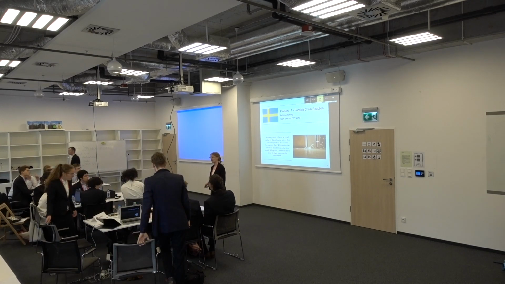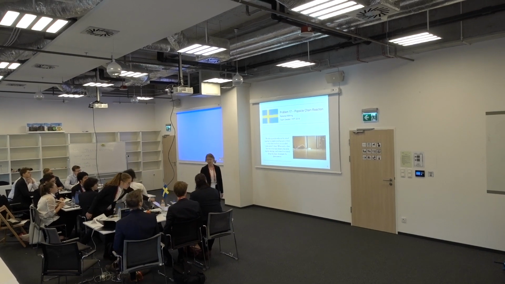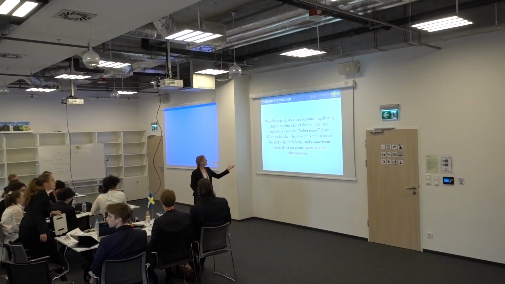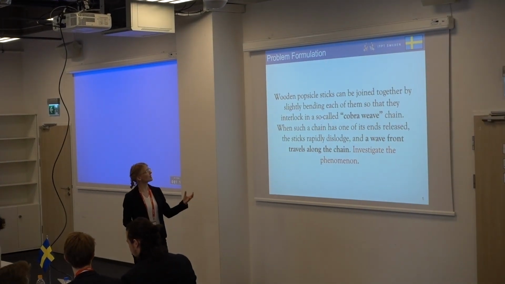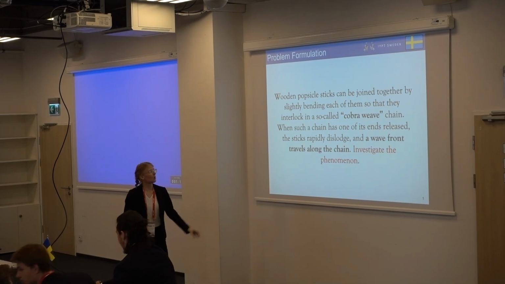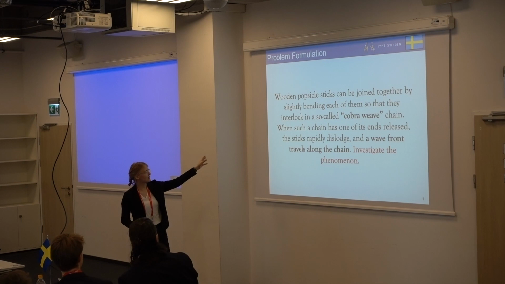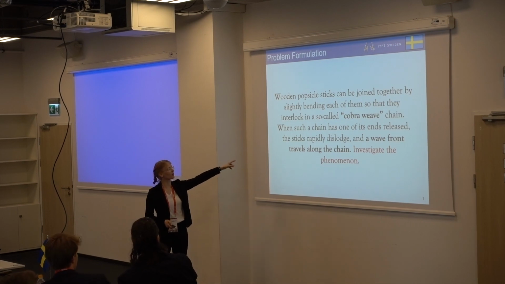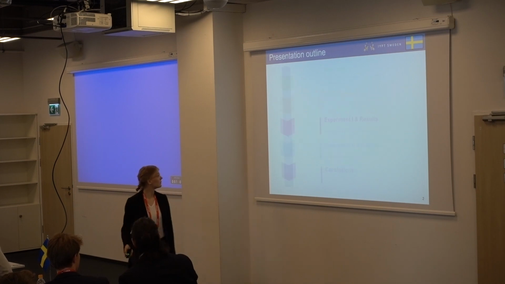I'm Rebecca Marion, and today I'm going to be presenting on problem 17, Popsicle Chain Reaction. The problem formulation says that wooden popsicle sticks can be joined together by slightly bending each of them so they interlock with a so-called covalent exchange. When one of these chains has one of its ends released, the sticks rapidly dislodge and a wave front travels along the chain. It then asks us to investigate this phenomenon.